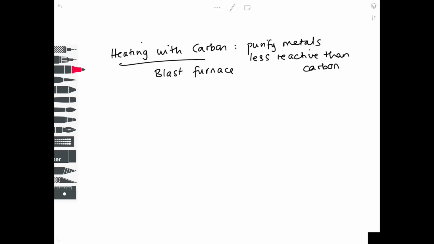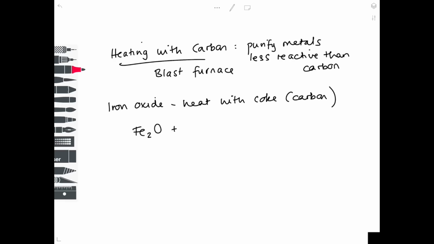So in the case of the blast furnace, remember what you're adding here is iron oxide, and you heat with coke, which is your source of carbon. And then what you find here is that the iron oxide is reduced by that carbon, which has turned into carbon monoxide within the blast furnace, producing iron and carbon dioxide. Just make sure that that's balanced.